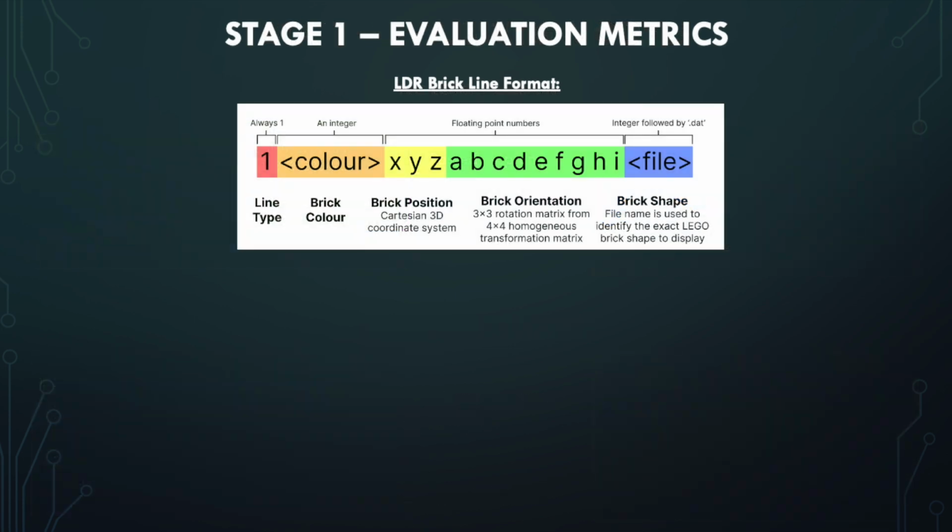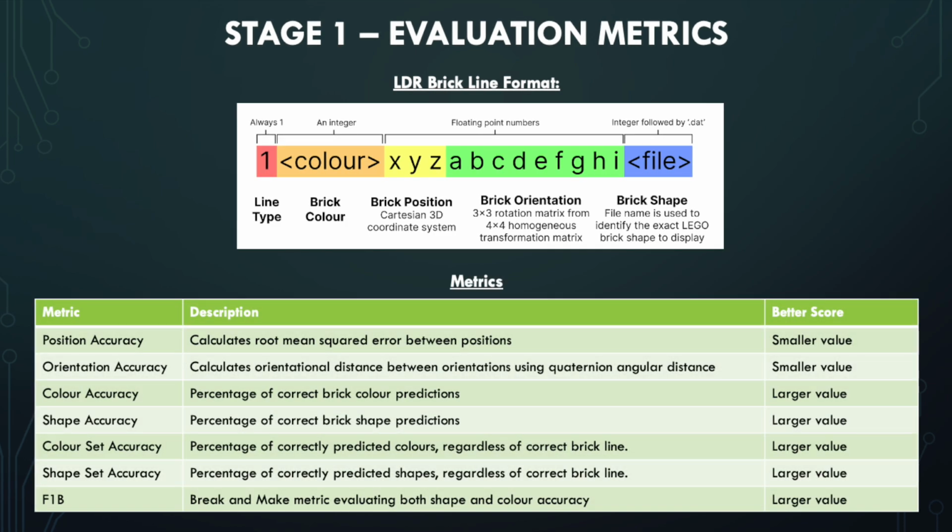This is the format of an LDR brick line. Each entry is a feature for the corresponding brick. Our metrics use these entries to evaluate the differences between the target bricks and the predicted bricks. In total, there are 7 metrics including position accuracy, orientation accuracy, 2 metrics for color accuracy, 2 metrics for brick shape accuracy, and then a final metric taken from the Break and Make paper, which calculates a score based on both shape and color accuracy.